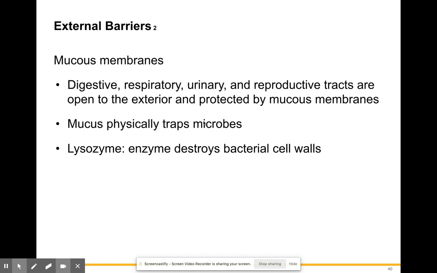Your mucus traps dust, pollen, and bacterial cells. If you smoke cigarettes, I know that's not as popular as it used to be, cigarettes have lots of chemicals in them, and those chemicals can get caught in the mucus. Your body tries to catch as much of that as possible. Your mucus also has things called lysozymes. Lysozymes are enzymes that help destroy the cell walls of bacteria, which helps keep you safe from bacterial infection.